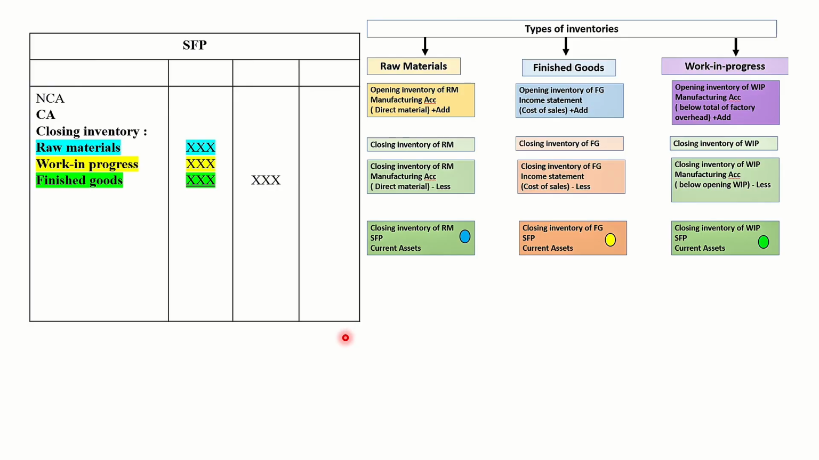As you can see here, as I mentioned before, closing inventory of raw materials, closing inventory of finished goods, and closing inventory of work in progress, all three reflect in the statement of financial position in this order under a subheading closing inventory.